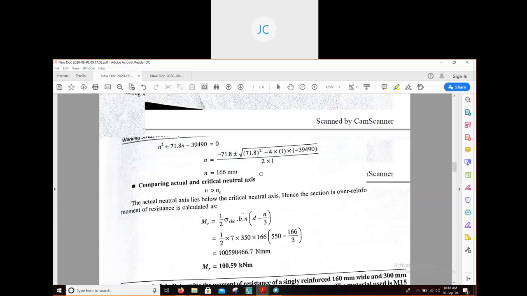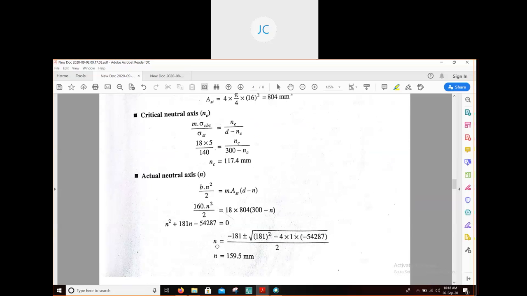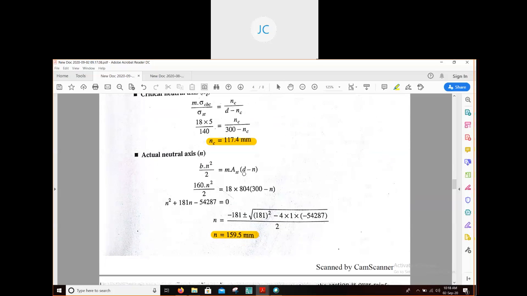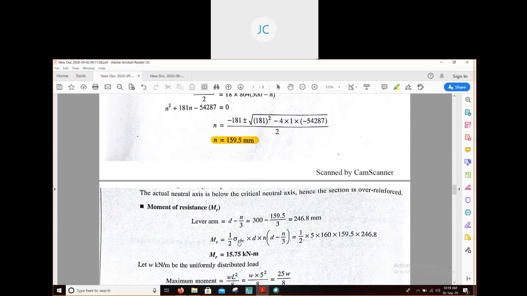Okay, I will show you the answer. You just see the answer. This Na value will be 159.5. NC is 117.4. So if you compare both the values, you will get that our section is over reinforced. So for over reinforced, this is the formula to find out the moment of resistance.